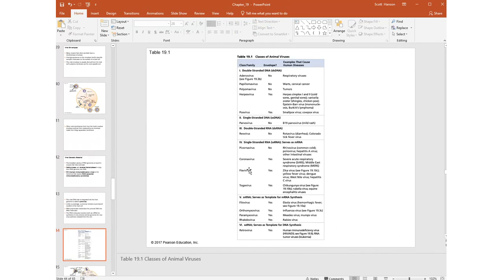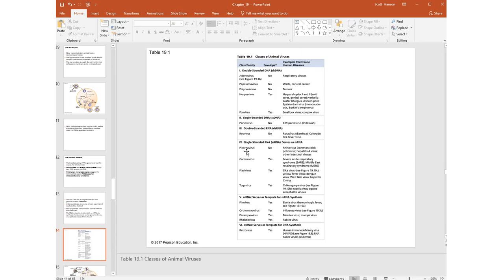So flaviviruses, and flavi means yellow, and so things like yellow fever virus, but also the Zika virus, you probably remember from the news a few years ago, dengue virus, West Nile, hepatitis C. So a lot of well-known and really dangerous viruses are flaviviruses that are single-stranded RNA viruses.